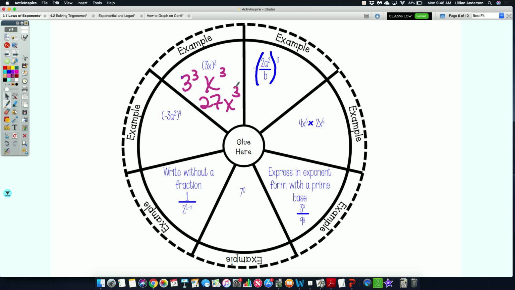Let's head down to the power rule. That is negative 3a squared raised to the 4th power. This actually incorporates the power of a product rule and power rule at the same time. That 4th power is going to apply to that negative 3. So you have negative 3 to the 4th power, a squared to the 4th power. What's negative 3 to the 4th power?